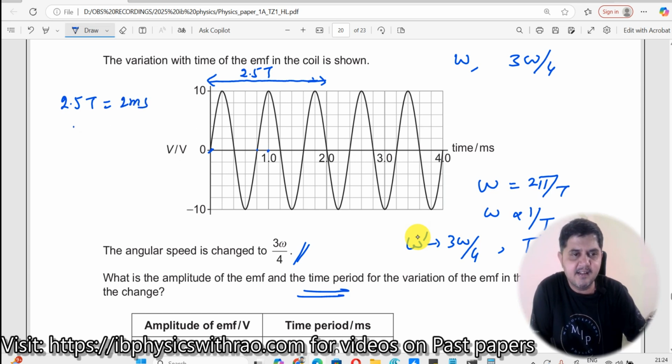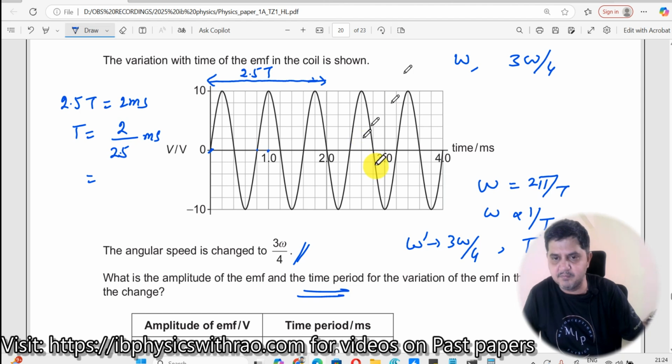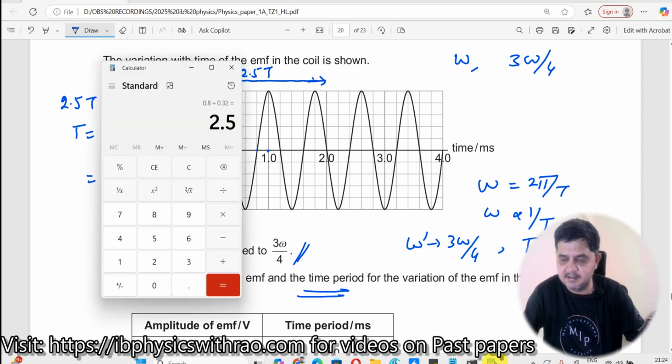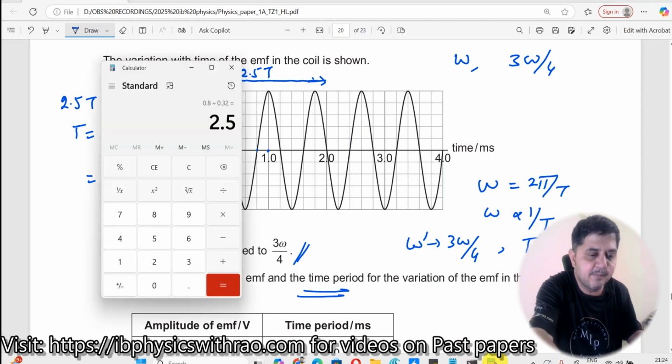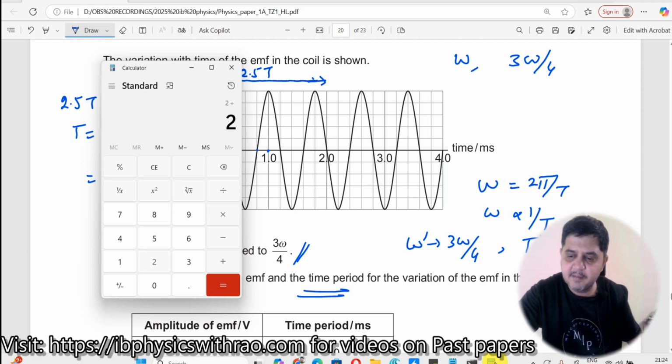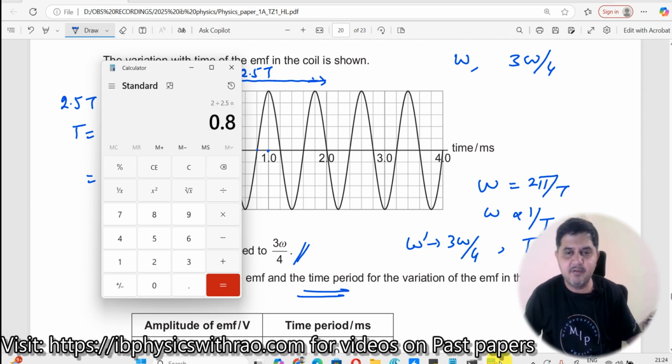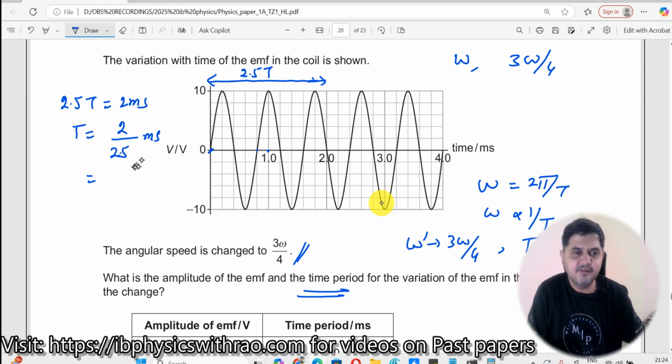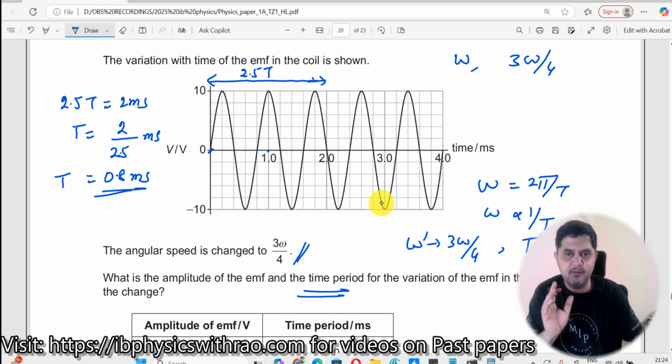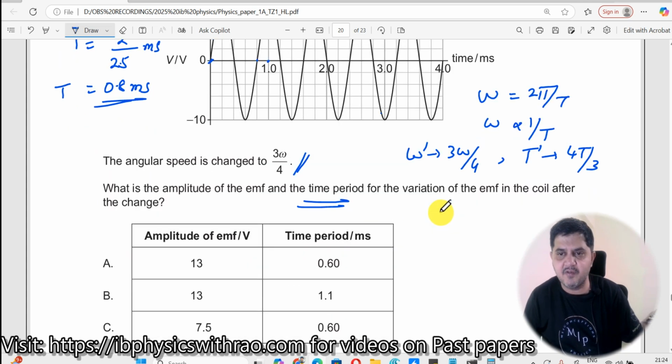So one time period is equal to 2 divided by 2.5 milliseconds, which should now be equal to 0.8. So the time period is 0.8 milliseconds. This is the capital T of the initial wave before changing the value of omega. Now with the change in the value of omega, your T dash will now become what?